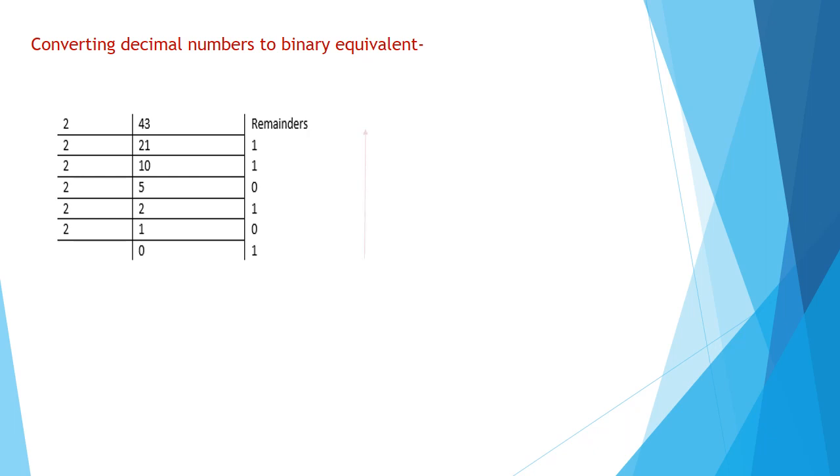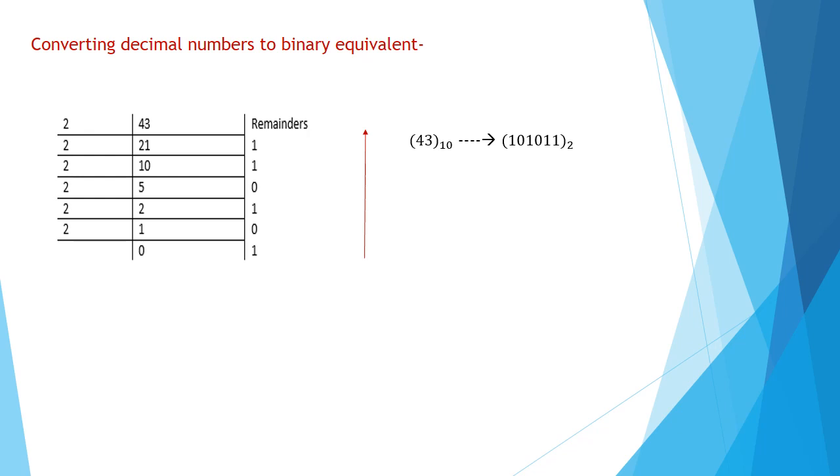Then what we need to do, we need to write these remainders in this form, that is from bottom to up. In this way we will write the remainders. So we can say that 43 base 10, that is the decimal number, is converted into this base 2 form. We have written these digits in this order, from bottom to up: 1011011, and it is given the base 2. Why base 2? Because we have converted into the binary equivalent.